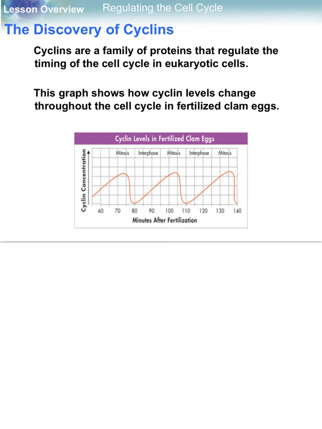Cyclins, which control cell growth and division, are a family of proteins that regulate the timing of the cell cycle in eukaryotic cells. In the graph below, you will see how the cyclin levels change throughout a cell cycle in a fertilized clam egg. In the graph, you should see that the concentration of cyclin is highest during the mitosis stages and low during the interphase stages, building to high.